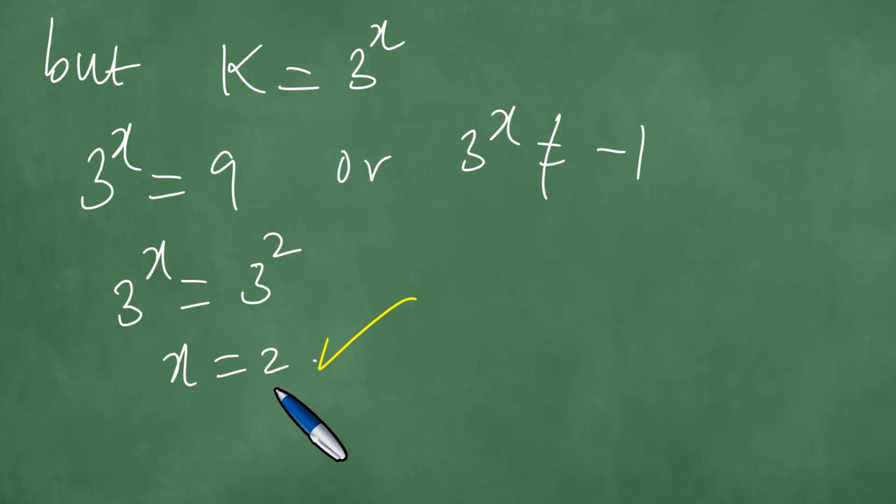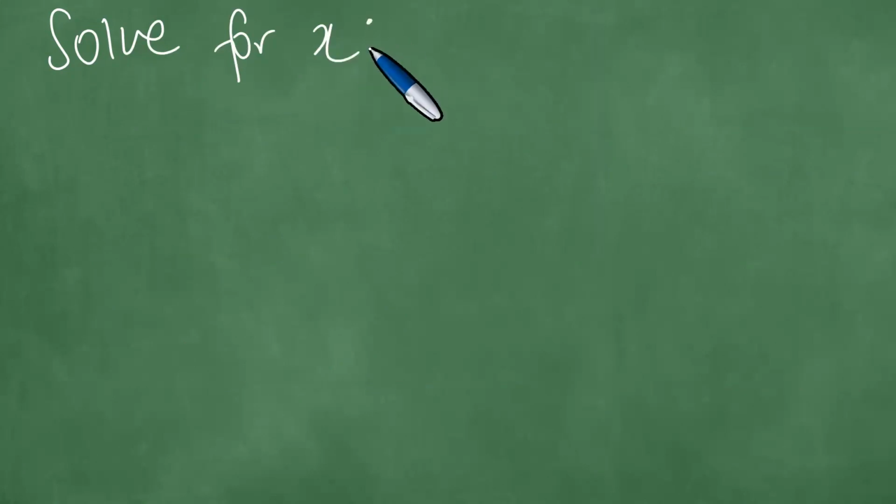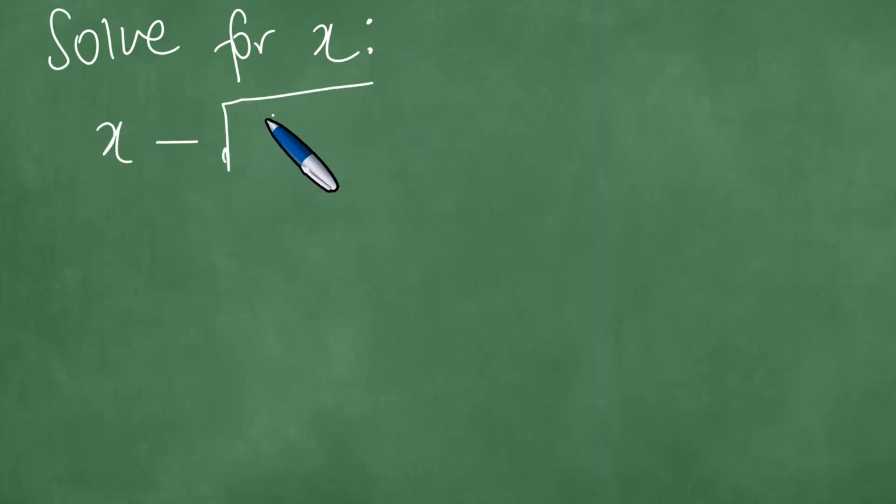Let us solve for x first before we go. Solve for x. If you have x minus 5 plus x is 7.